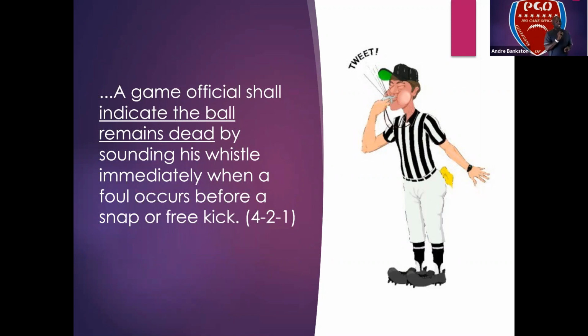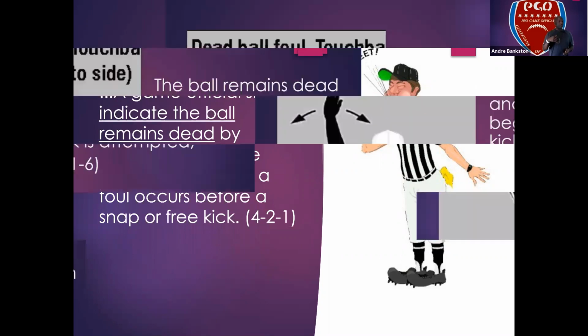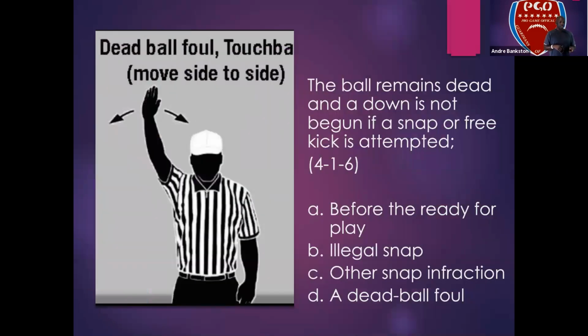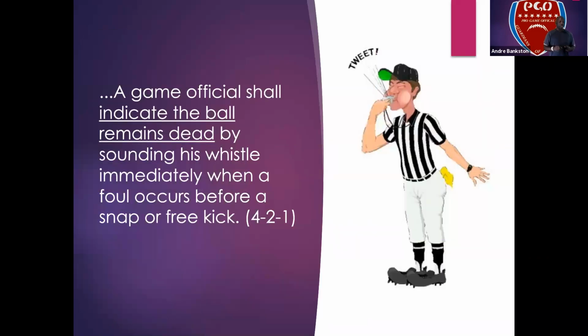You know what? I was looking throughout the rule book, and it's not too many places that actually talk about the whistle, actually blowing the whistle. And here it does in Rule 4 that we should blow a whistle to indicate a play is not to begin. If there's, again, a dead ball foul, if we say here, illegal snap, other snap infractions, or dead ball foul, we will blow the whistle to indicate that the play shall remain dead. We should also be stopping the clock if the clock is running.